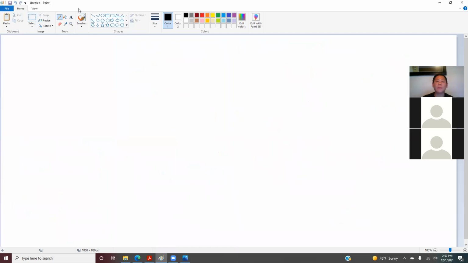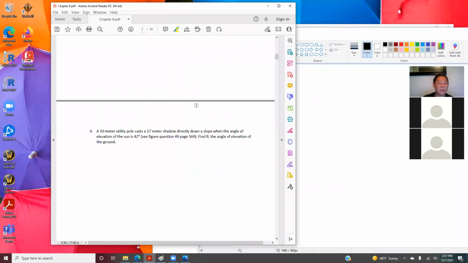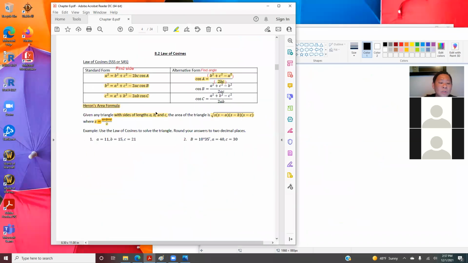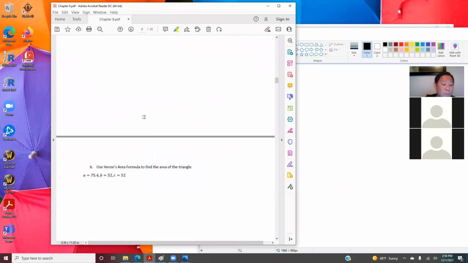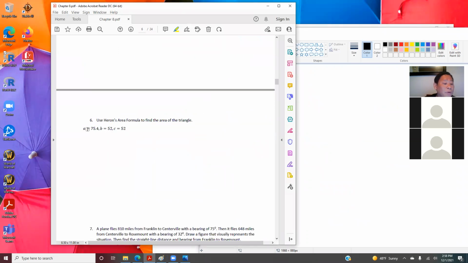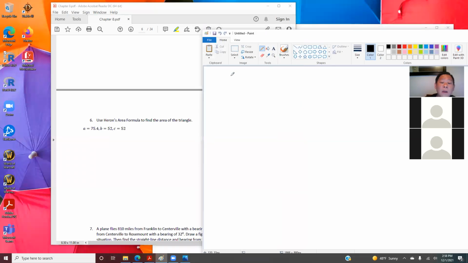The next one we're going to talk about is how we use the Heron's area formula. The Heron's area formula in this case is used to find the area of a triangle if I give you 3 sides. So an example in this case will be like this. I give you 3 sides, side A, side B, side C. I want you to find the area of this triangle. So in order for you to apply this, you just need to use the formulas.